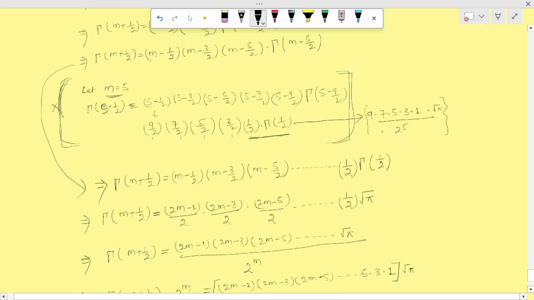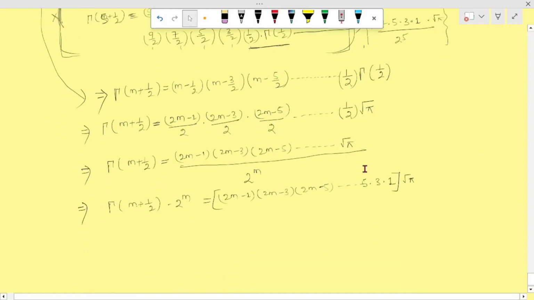Exactly in the same manner we can write 2m minus 1, 2m minus 3, 2m minus 5, up to so on. The last term will be 1, the term before that will be 3, before that 5, okay, and the root pi is root pi.